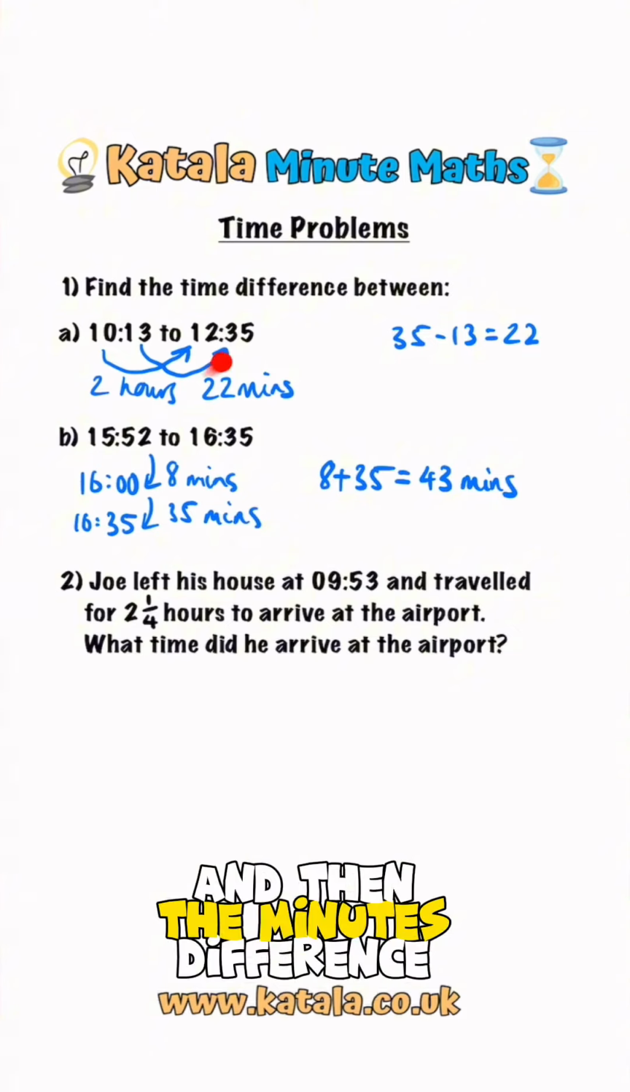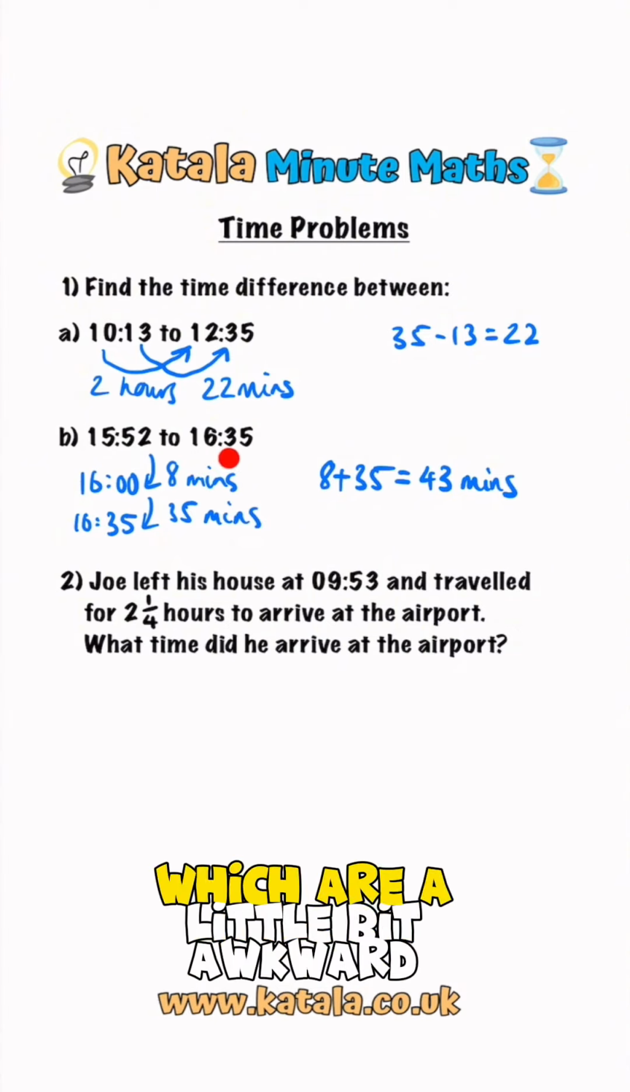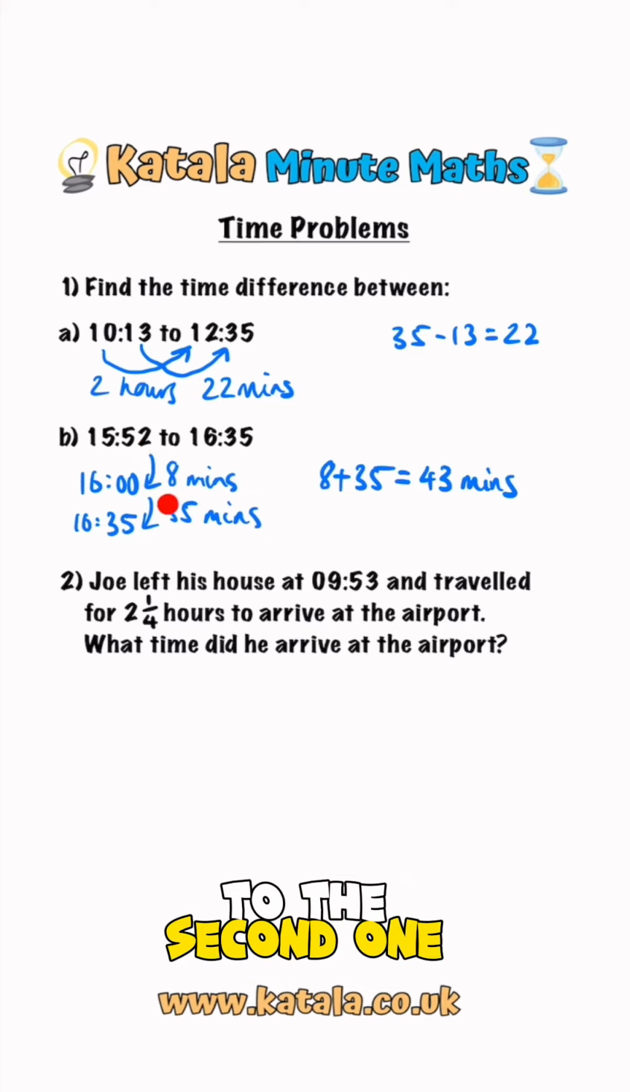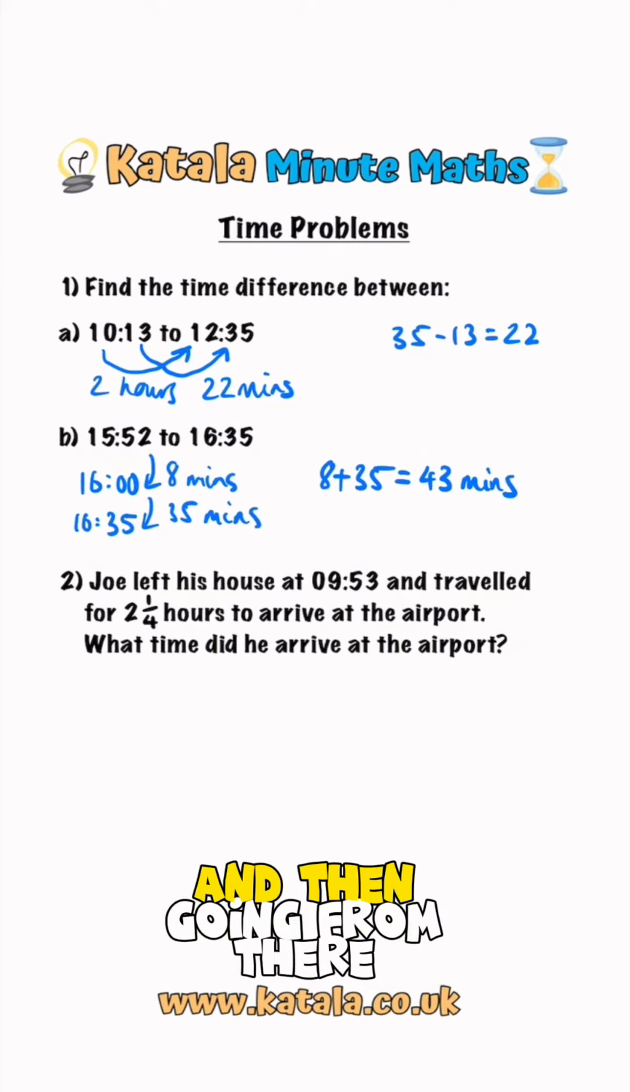Now in some questions, this first method is going to work better, where we just work out the hours and then the minutes difference. And in others like this one here, which are a little bit awkward, it might turn out to be better to build up from the first time to the second one by going to the next whole hour first and then going from there. Okay, question number 2.